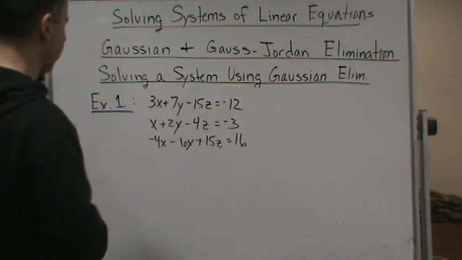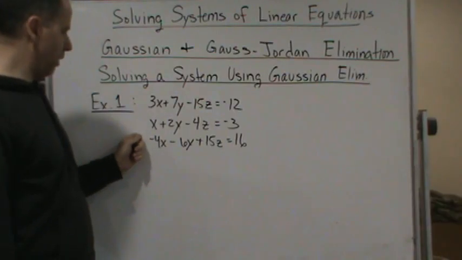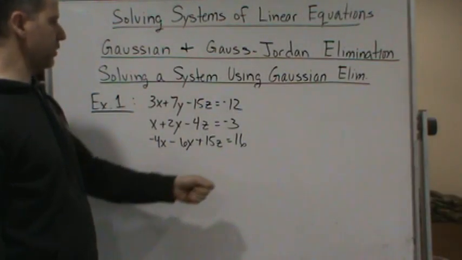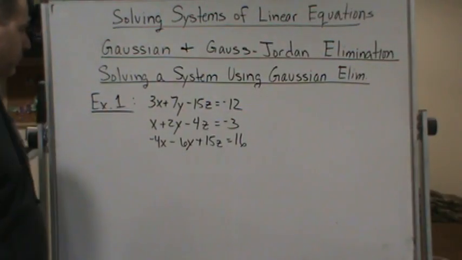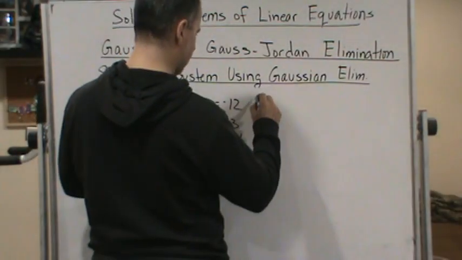Now we're going to do an example of solving a system of linear equations using the Gaussian elimination method. So the first thing we're going to do is write this as an augmented matrix.